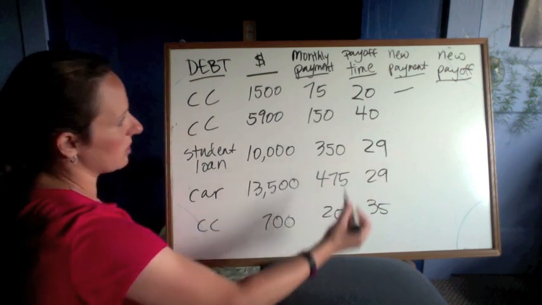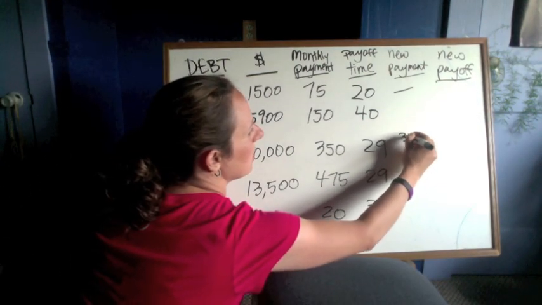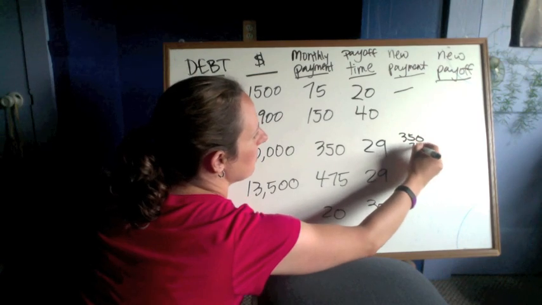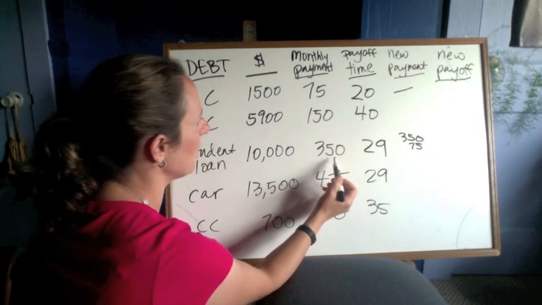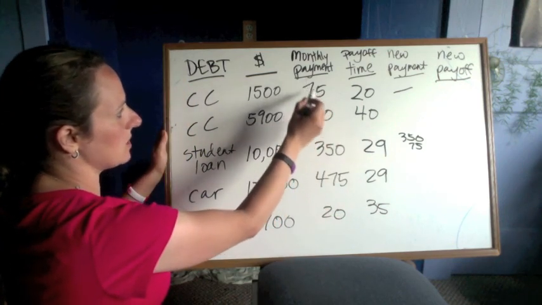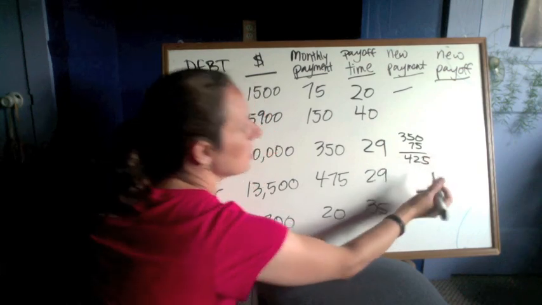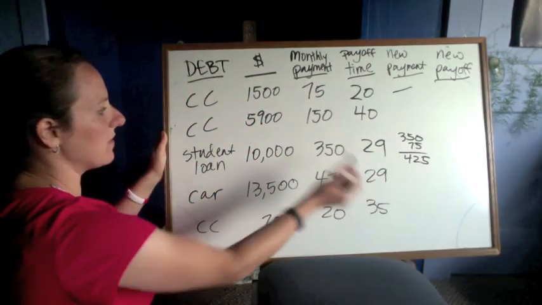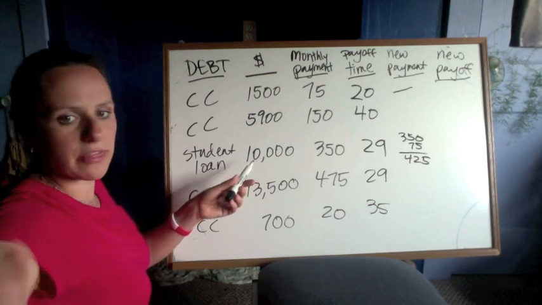You just pick whichever one, it doesn't matter. So you would do 350 plus 75, right? Because your minimum monthly payment is 350 plus the 75 you would take from this one, and that would come out to 425. So your new payment is 425. That's going to be applied to this one right here, to the 10,000.